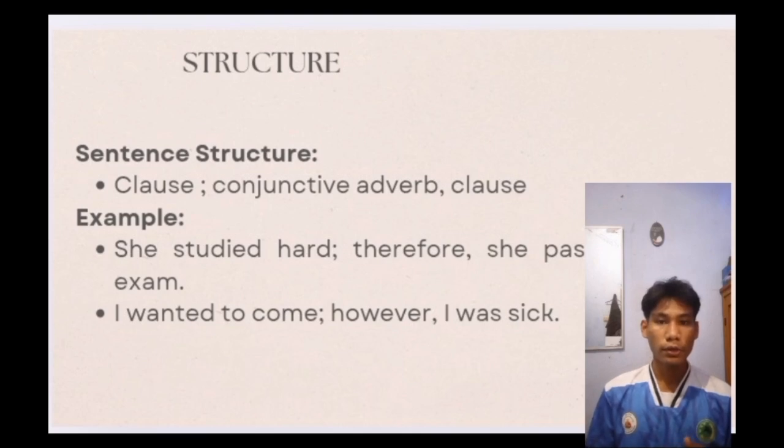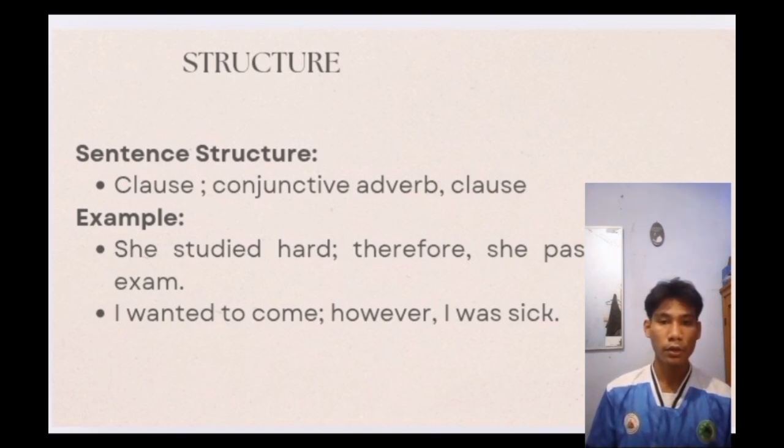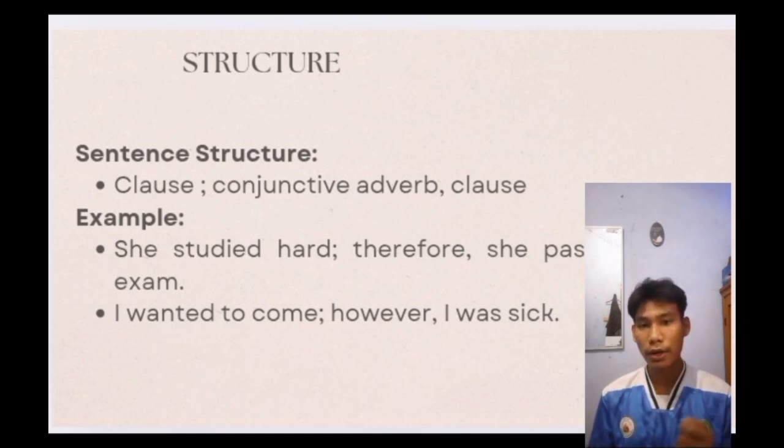Okay, next, structure. When we use a conjunctive adverb, we must follow the correct structure. We start with a sentence, then use a semicolon, followed by the conjunctive adverb and a comma. This structure helps the sentence become clear and grammatically correct.